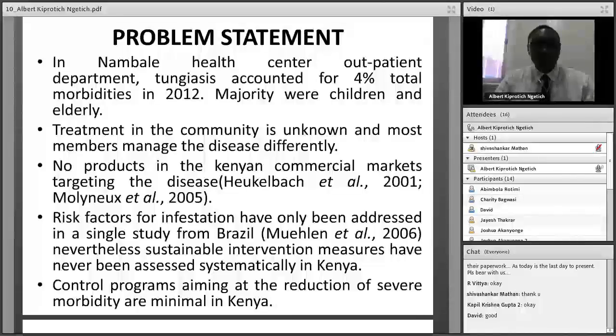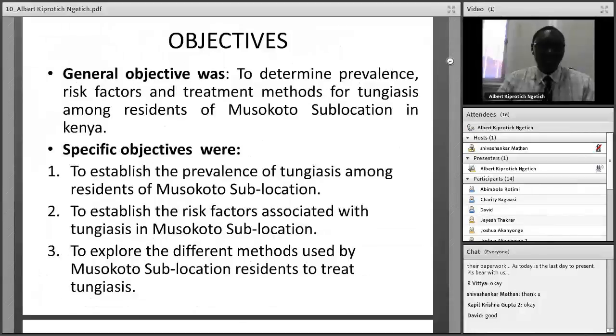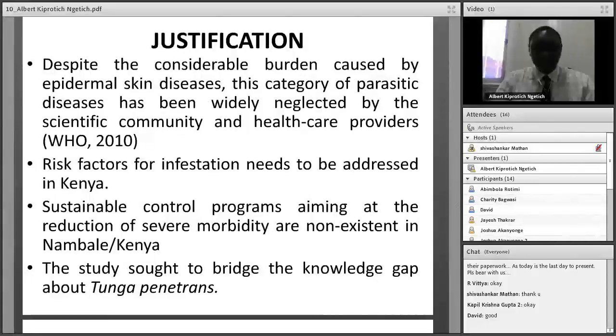We already talked about the considerable burden that it has caused, and also it is a neglected parasitic skin disease within the scientific community. The risk factors for infestations need to be addressed in Kenya, and also sustainable programs controlling this disorder need to be addressed. There are no studies that have been done in Kenya regarding Tungiasis. It's very scanty. So this study will seek to bridge the knowledge gap about Tunga penetrans.